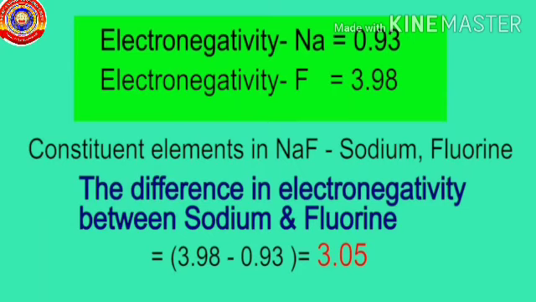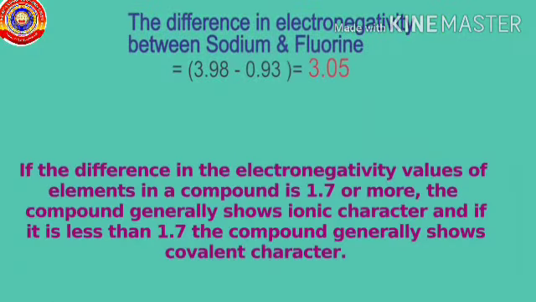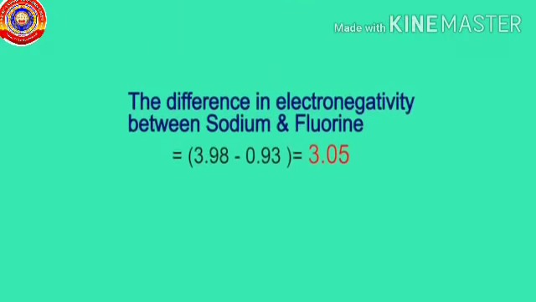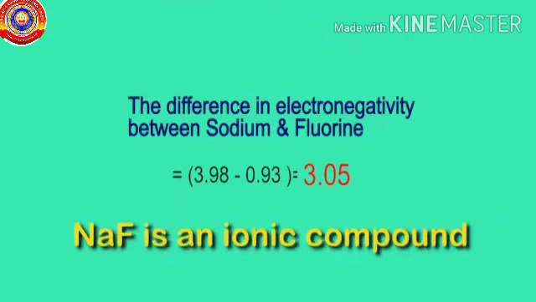Using this value, how can we identify that the given compound is ionic or covalent? If the difference in electronegativity values of elements in a compound is 1.7 or more, the compound generally shows ionic character, and if it is less than 1.7, the compound shows covalent character. So here in sodium fluoride, the difference is 3.05. That means it is greater than 1.7. So sodium fluoride is an ionic compound.